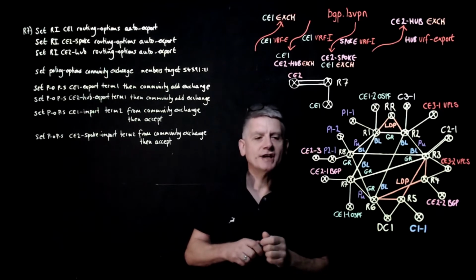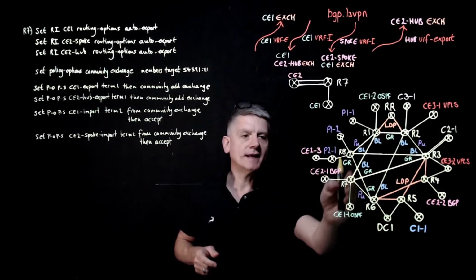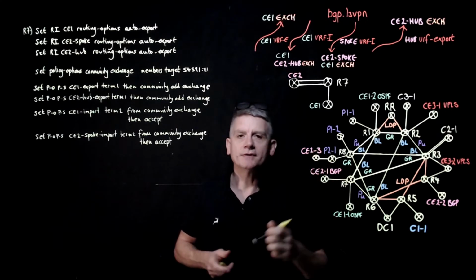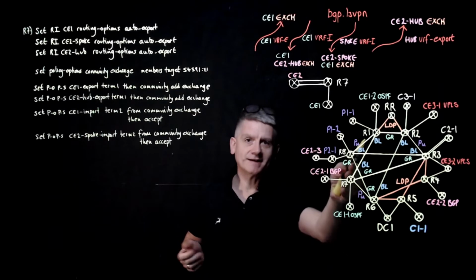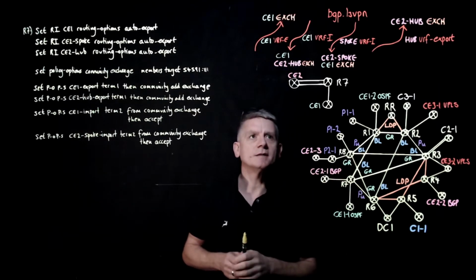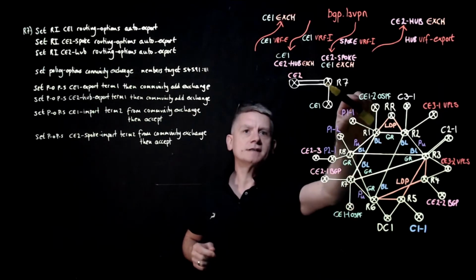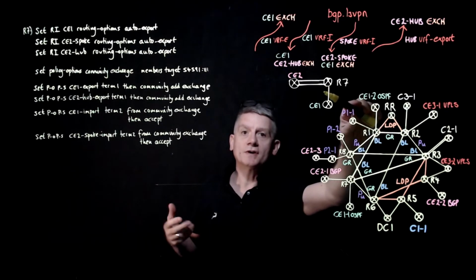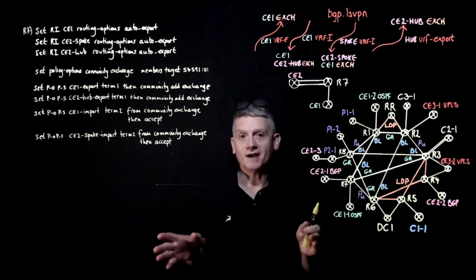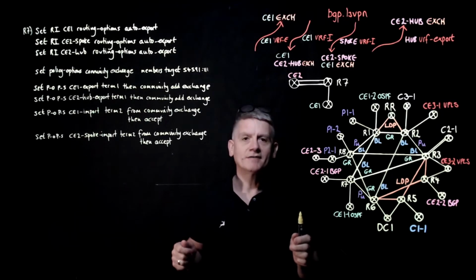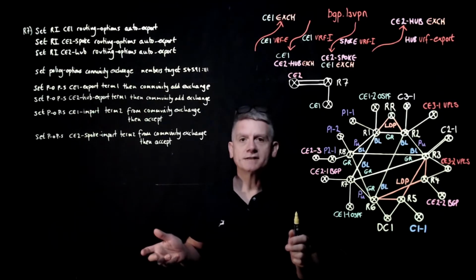Okay, so we've been asked to share routes between customer 1 here on router 7 and customer 2. Now customer 2 is part of the hub and spoke, and router 7 is luckily the hub site, so it makes it a little bit easier. So here we are on router 7, and of course we've got 3 different VRFs. We have the 2 VRFs for the hub, the spoke and the hub VRF, and we have CE1's VRF.